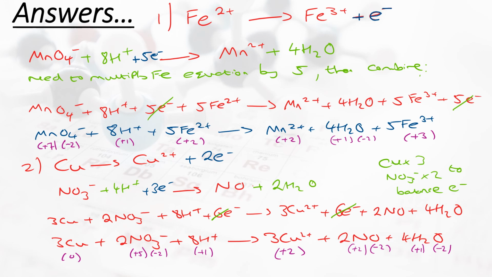Some key ones to note from both equations. Remember that we said that anything on its own in an uncombined state is 0. So you can see the copper on the left-hand side, 0. If we're working out, for example, what the oxidation state of the manganese is in the permanganate anion, it's a complex ion, so we need to have an overall -1 sum of our oxidation states. Oxygen is the most electronegative element, therefore it's -2. We have 4 of them, and so that's -8. And so to get an overall -1, we have to have our manganese being +7.